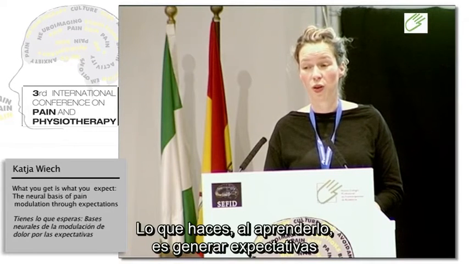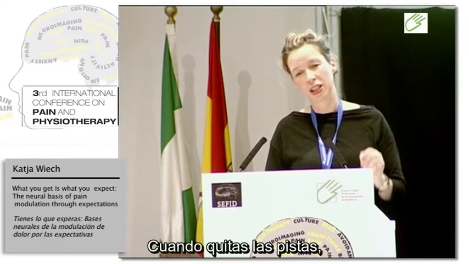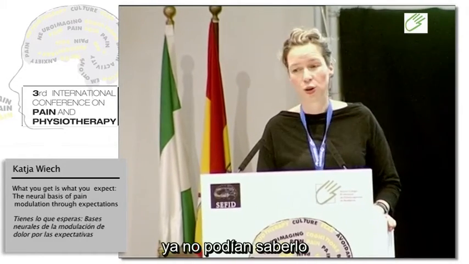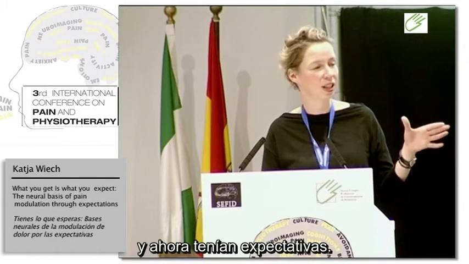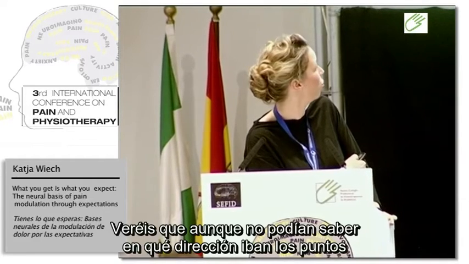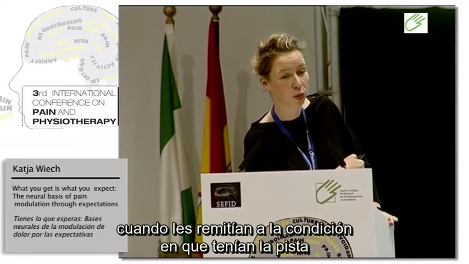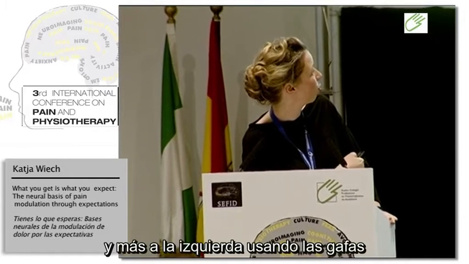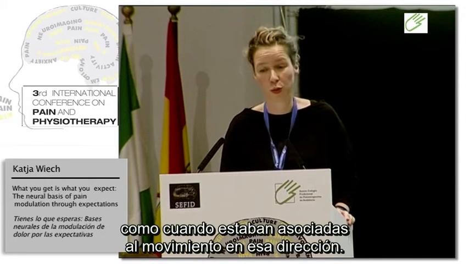What you do while you learn is you generate expectations about what is going to happen. When you then take these cues away, and that was basically this condition, they actually couldn't tell anymore. But because they had learned previously and had generated expectations, you can see that although they couldn't tell in which direction the dots moved, they moved more in this direction here to the right when they referred to this previous condition where they had the cue, and they moved more to the left when they used the goggles in a way that had previously been associated with a leftward movement.